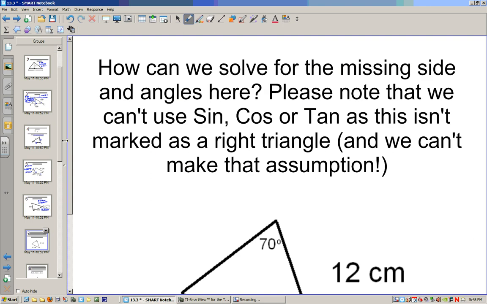So now it asks us, how can we solve for the missing side and angles of this triangle? We can't use sine, cosine, and tangent though, unfortunately, because we don't know if this is a right triangle, and we can't just assume it is. So here's a picture of our triangle.